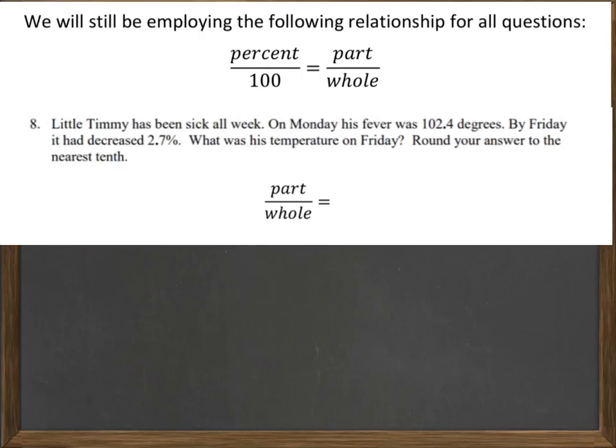All right, last question. It says little Timmy has been sick all week. On Monday, his fever was 102.4 degrees. By Friday, it had decreased 2.7%. What was his temperature on Friday? Round your answer to the nearest tenth.